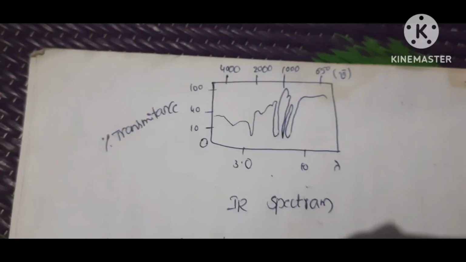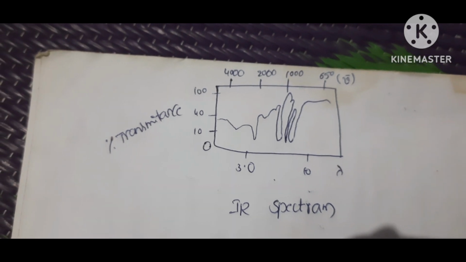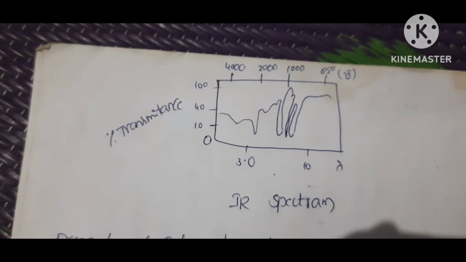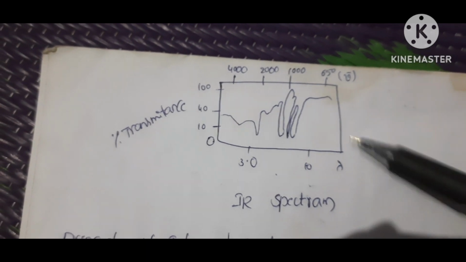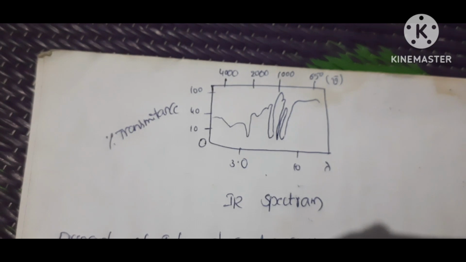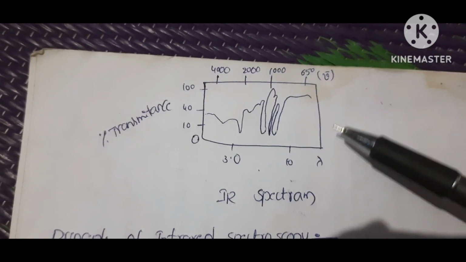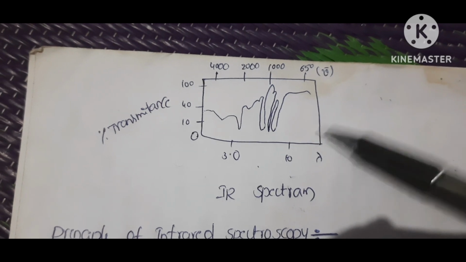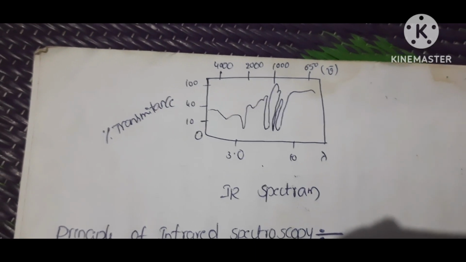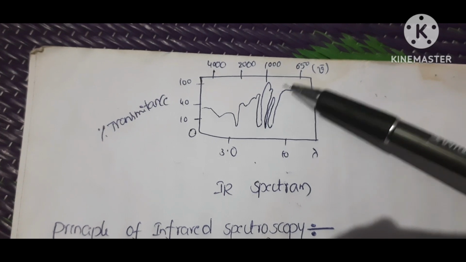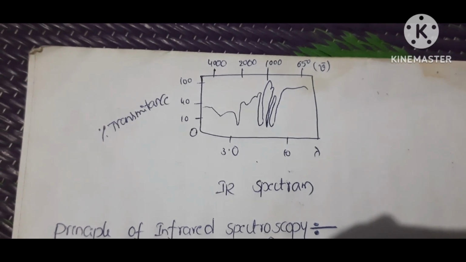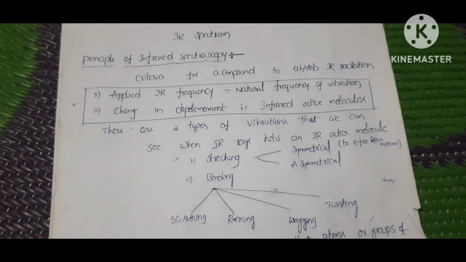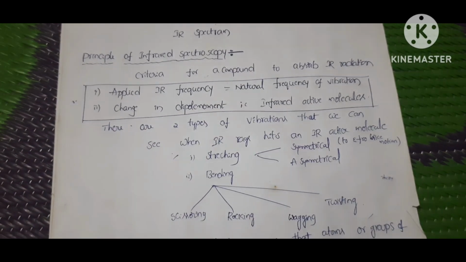That you can remember. If we expose a sample to the IR radiation, the resulting spectrum that is obtained is like this, percentage transmittance over the wave number. Depending upon the regions that we obtain here, we can estimate the functional groups present in the particular sample. The next topic is the principle of infrared spectroscopy.